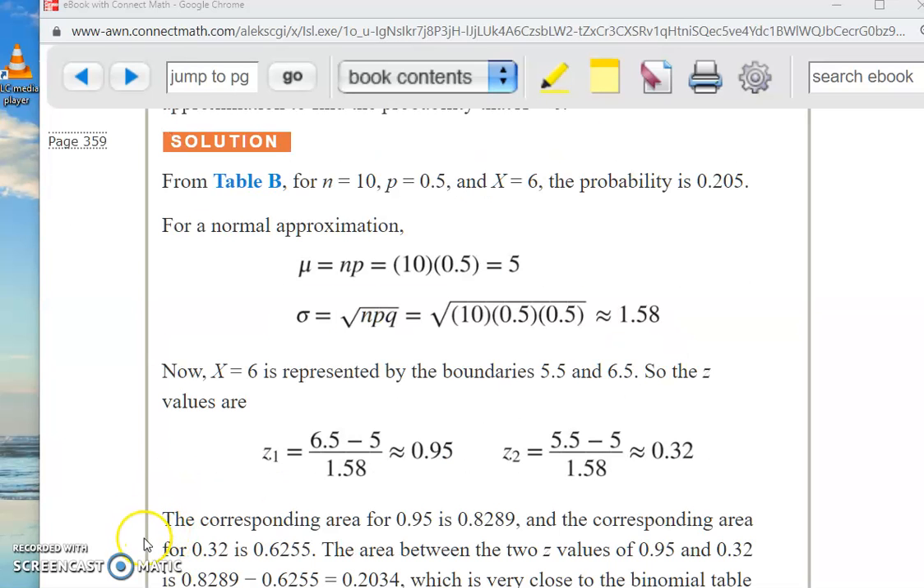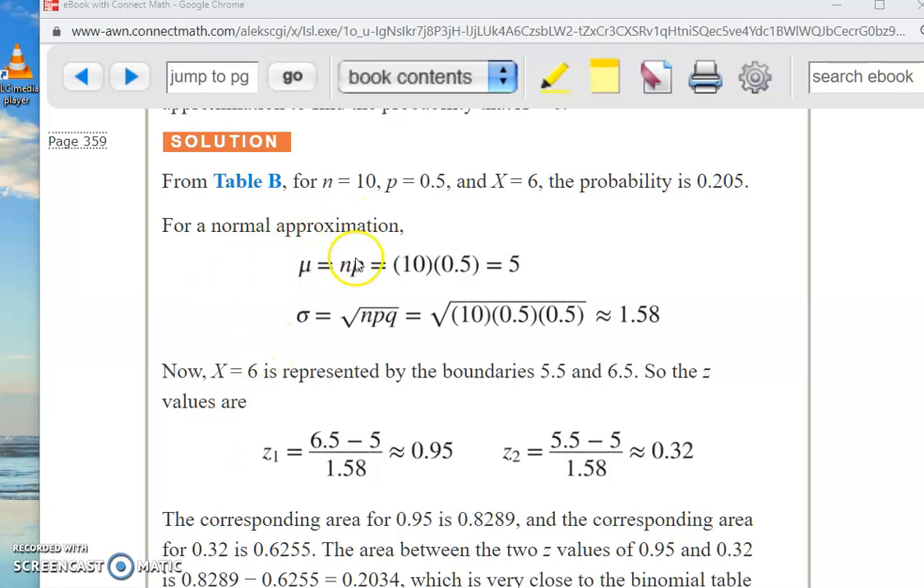Okay, so you may say to me, well, why do I even need to fool around with this normal approximation if I've got these tables? Well, the tables can't go forever. I mean, if you had an n of 200, do you think there's a table for that? Of course not. So you have to have different techniques depending upon the situation that we're in.